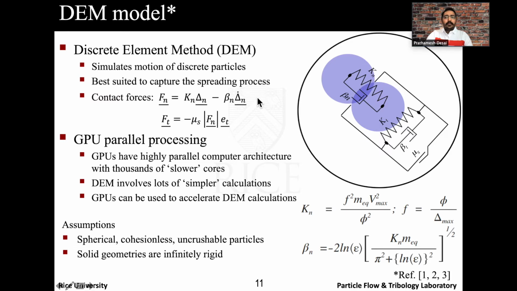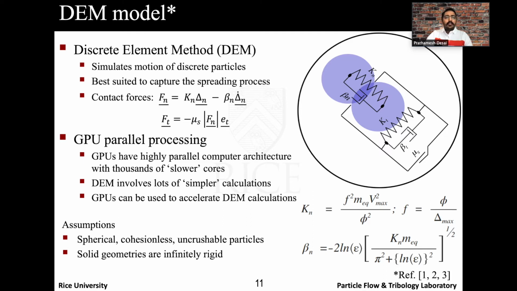DEM stands for discrete element method. It simulates motion of discrete particles. In our particular case, we have used damped Hookean springs in the normal direction and a frictional slider in the tangential direction. The damped Hookean spring for tangential collisions was flagged out of the current simulation setup. And the definitions or the equations for K, that is the spring stiffness, and beta, that is the dashpot damping, are as shown here.